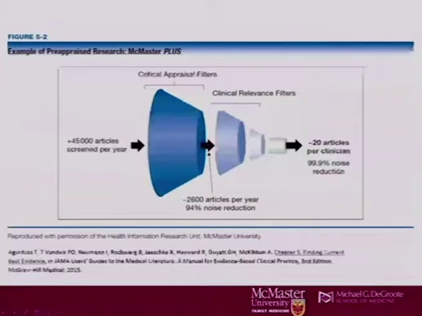The major thing that this group does is they filter what is a ton of research by way of those critical appraisal filters. So 45,000 articles a year get whittled down by way of critical appraisal, and some other filters related to secondary peer review, to just 20 articles per clinician in a given clinical discipline. So it's really quite amazing what they can achieve in terms of noise reduction. 99.9% in fact.